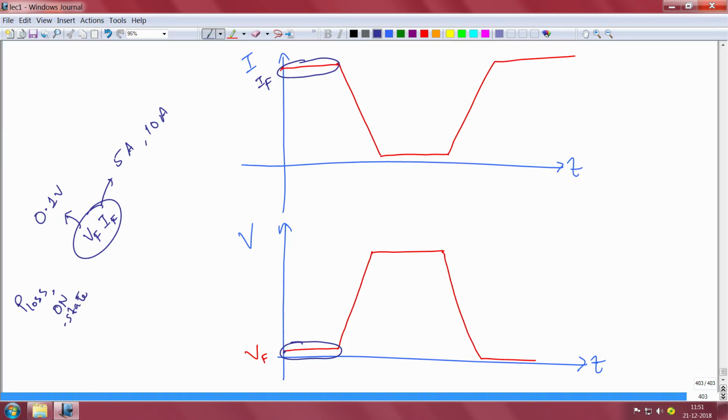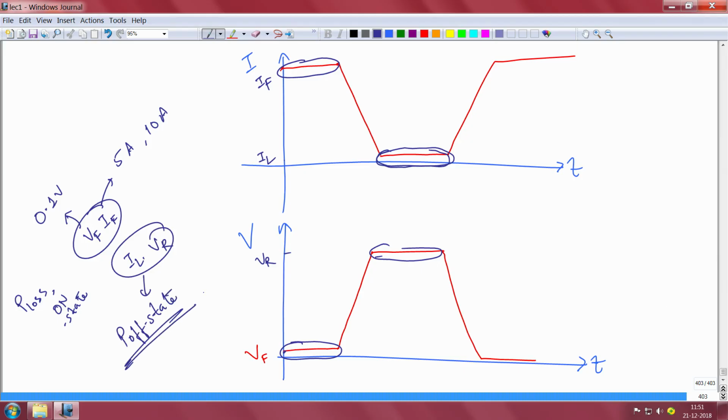Similarly, in this state the current should be ideally 0 when it switches off. The voltage should be as high as the breakdown voltage here, but actually the current is not 0. There is a small amount of leakage current that goes. I can call it IL, leakage current. So IL times this VR, whatever reverse voltage you are blocking, the product gives you the off state power loss. There is a power loss in the off state, there is a power loss in the on state. These actually are finite losses that you want to minimize.